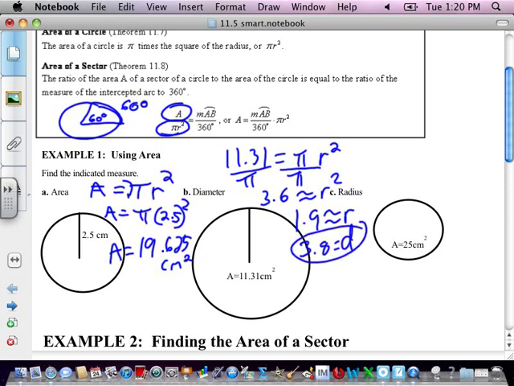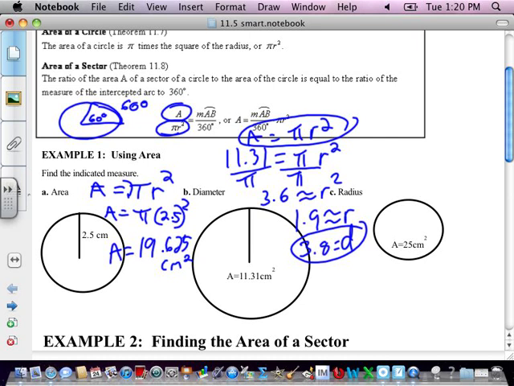Yes, Nathan? The 11.1, is that the arc length? Nope. We haven't gotten to the arc length yet. All we're doing is finding the diameter. So we do area equals pi r squared, and all I did is replace the area with 11.31. Solve for r. You thought we were doing the other formula, but not yet.